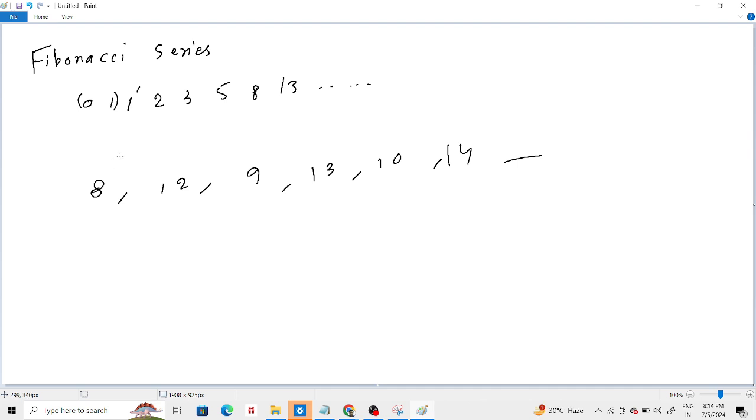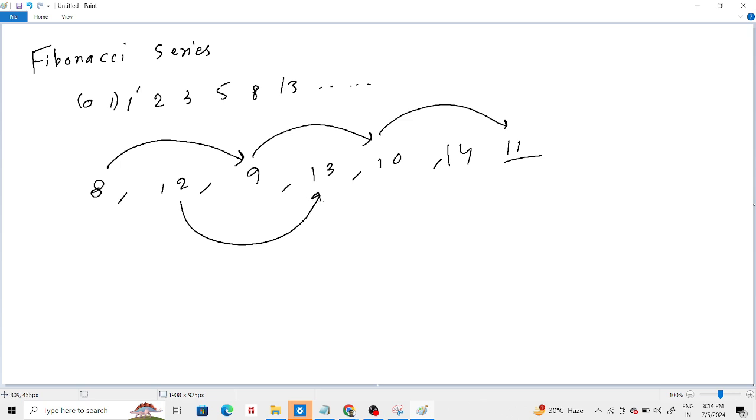Yeah, you can read it in this way also: 8, 9, 10, 11, 13, 14, and then the other one 15. It's a much simpler one. You see, there are two series combined: 8, 9, 10, 11, and 12, 13, 14, 15.